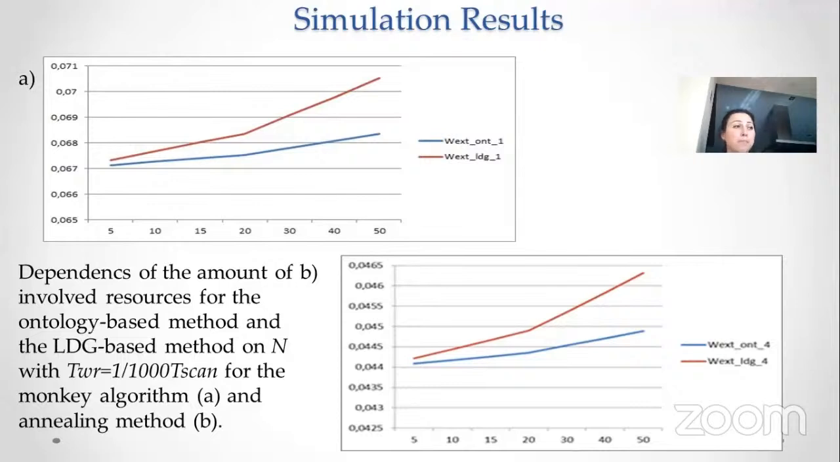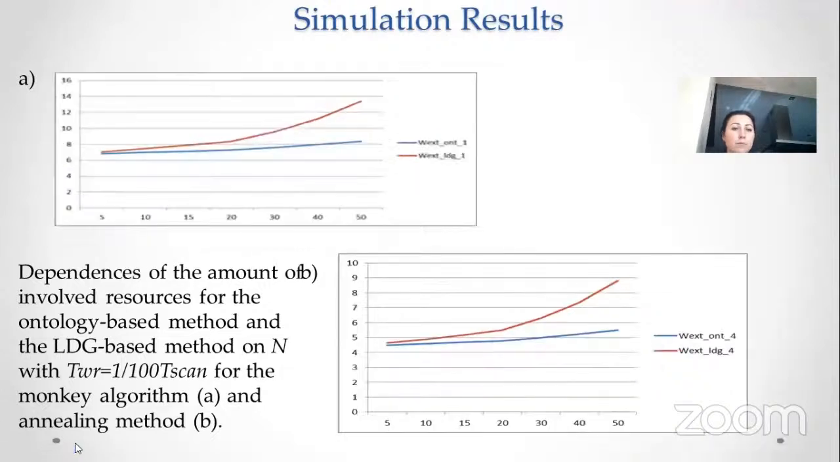performance using. Here, we can see the dependence of the amount of involved resources for the ontology-based method and the LDG-based method on the number of workload allocations per unit of time, when the time of workload allocation is equal to 1/1000th of the time of scanning for the monkey algorithm and annealing method. And the results of a similar simulation when the time of workload allocation is equal to 1/100th of the time of scanning for the same algorithms are presented here.